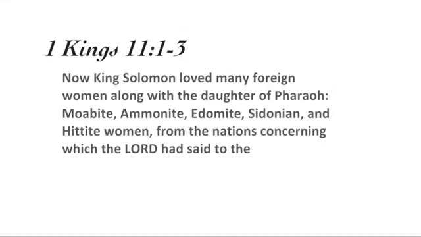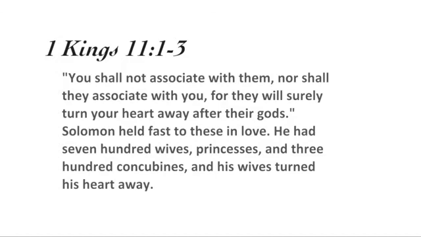The most serious sin was his many marriages with foreign women who were worshippers of other gods, something God had expressly forbidden. Now King Solomon loved many foreign women, along with the daughter of Pharaoh, Moabite, Ammonite, Edomite, Sidonian, and Hittite women from the nations concerning which the Lord had said to the sons of Israel, "You shall not associate with them, nor shall they associate with you, for they will surely turn your heart away after their gods." Solomon held fast to these in love. He had 700 wives, princesses, and 300 concubines, and his wives turned his heart away.